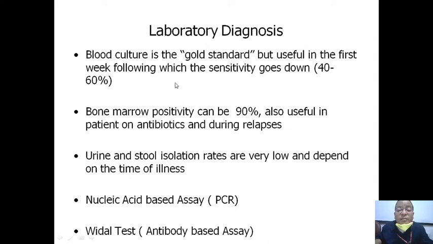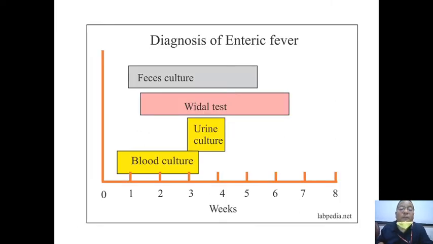While these three, blood culture, bone marrow culture, as well as PCR, can be done at any point of time, very early in the disease, the Widal test or antibody assay will probably be positive only at the end of 7 to 10 days, as antibody will always arise in the blood a little bit late. So quickly, one can do blood culture right from day 1 of the infection up to 3 to 4 weeks, and one should be able to isolate the organism.